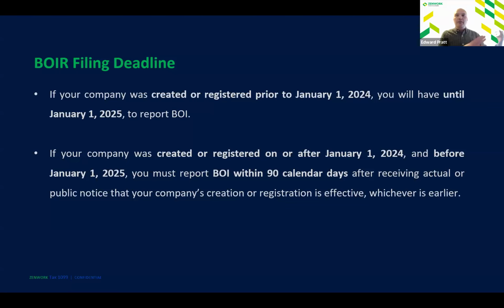I could have businesses that I set up in the past, and I need to register those by the end of the year. I could have businesses that I've set up now, and I need to register those within 90 days. And if you're looking at your calendar and saying, well, we registered a business back in February, now it's November, I'm outside the 90 days. What am I supposed to do?